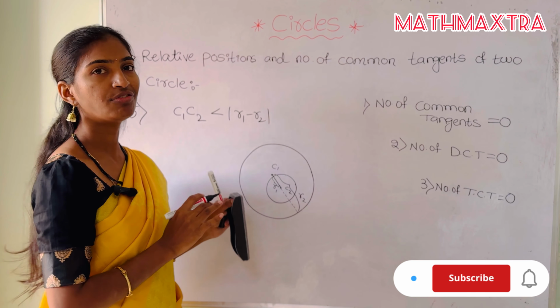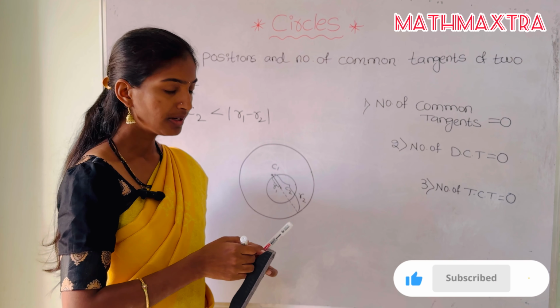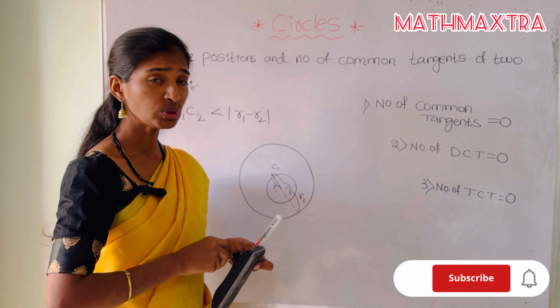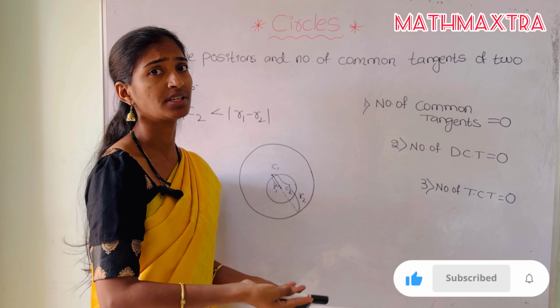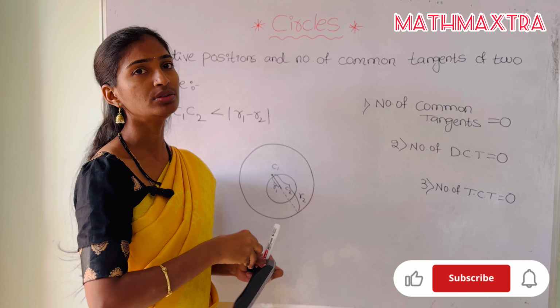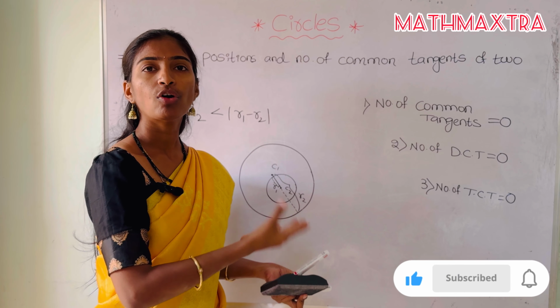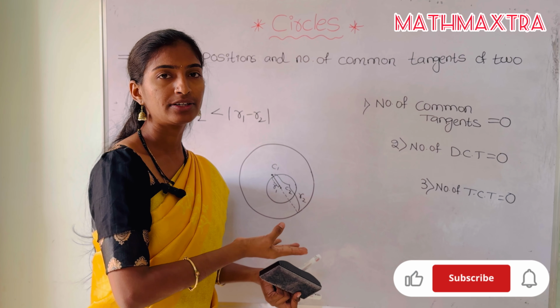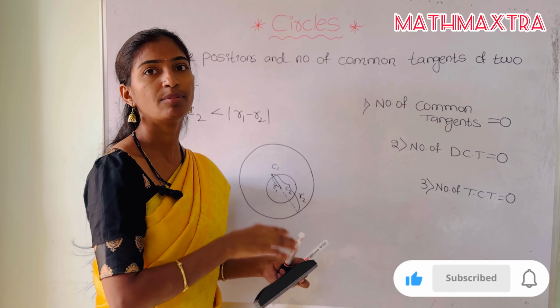So these are the different positions of the circles. Depending upon the positions of the circles, we have now found out the number of common tangents, the number of direct common tangents, and the number of transverse common tangents.